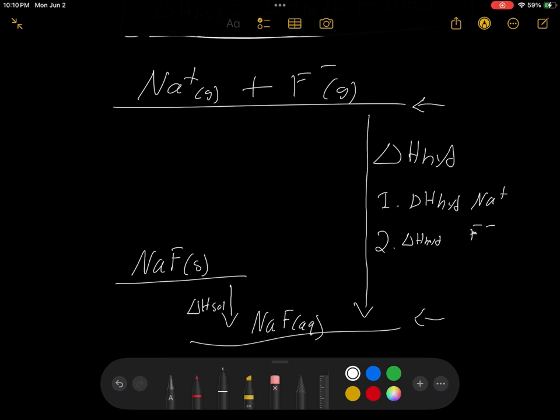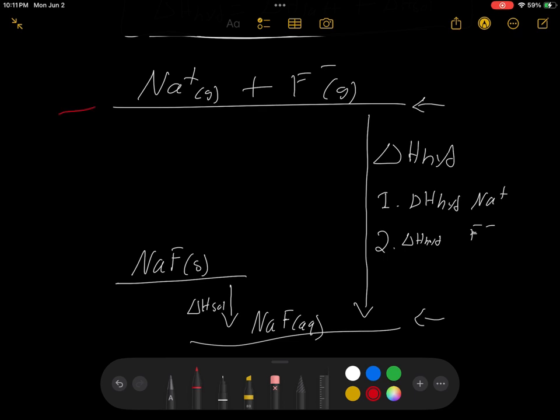It's the same exact principles as the previous cycle. Let's say we were dealing with magnesium chloride, and I had 2 moles of this as a gas. If I wanted to go from 2 moles of Cl minus gaseous to 2 moles of Cl minus aqueous, that would simply be 2 times its hydration value. So just keep that in mind, the same principles apply. I've expressed that step using delta H hydration.